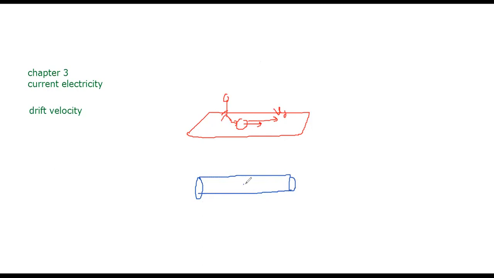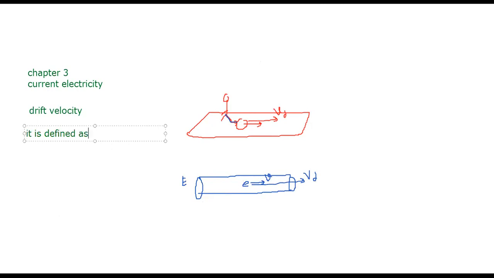Instead of football, we assume an electron. Instead of the player's kick, we can assume an electric field. So the electron is already moving with some velocity v. Because of the electric field, the electron gains extra velocity. That is called what? Drift velocity. So what is drift velocity?